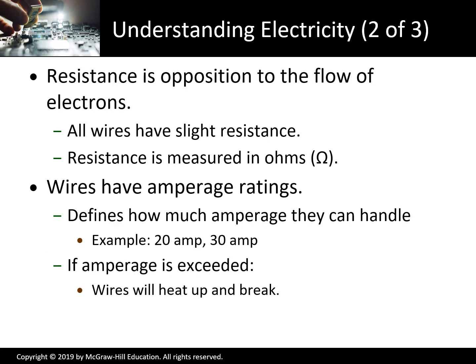Resistance is opposition to the flow of the electrons. If there's no resistance, it's a supercomputer. If there's high resistance, it will cause the wires to get very hot. We measure resistance in ohms.